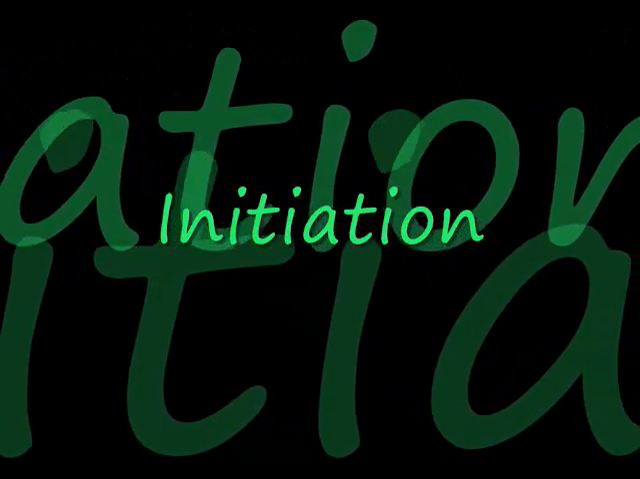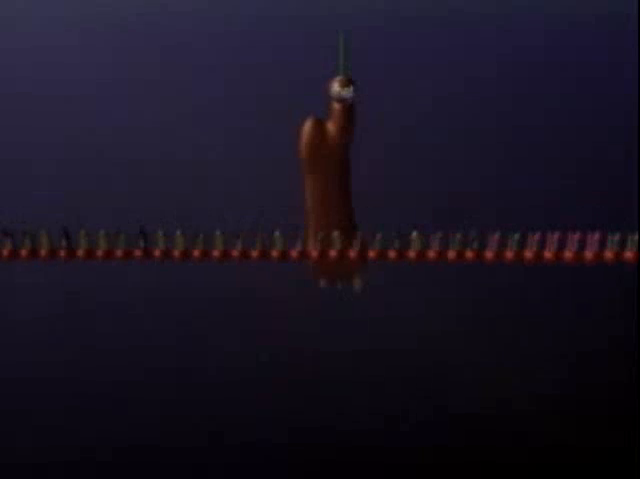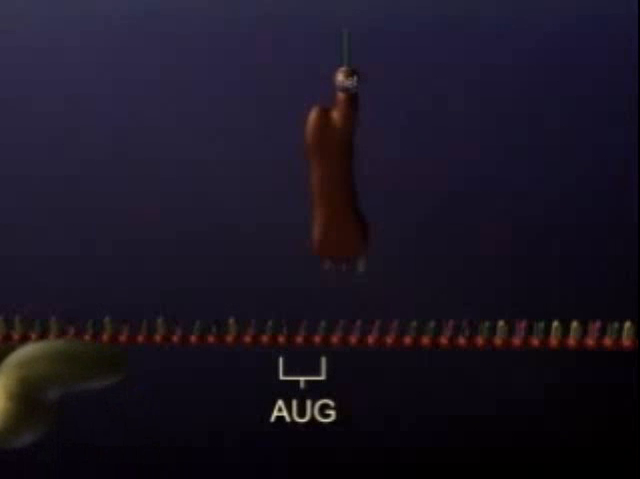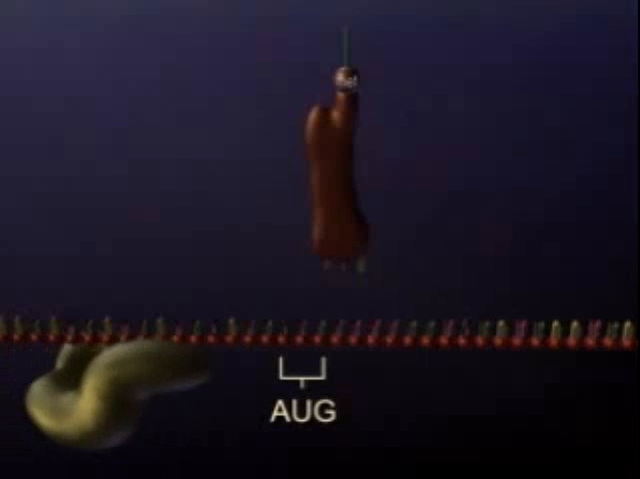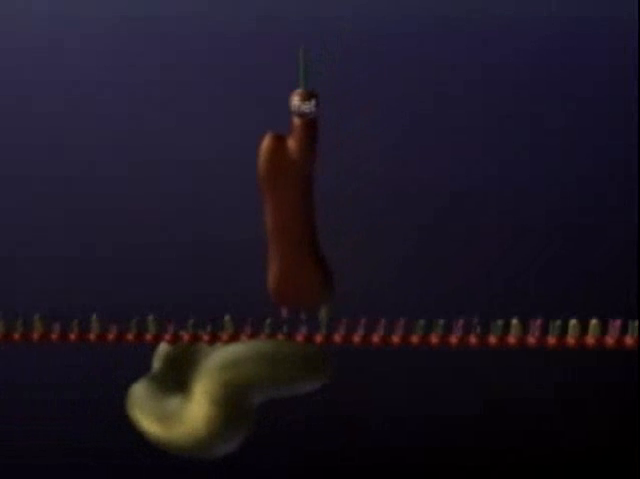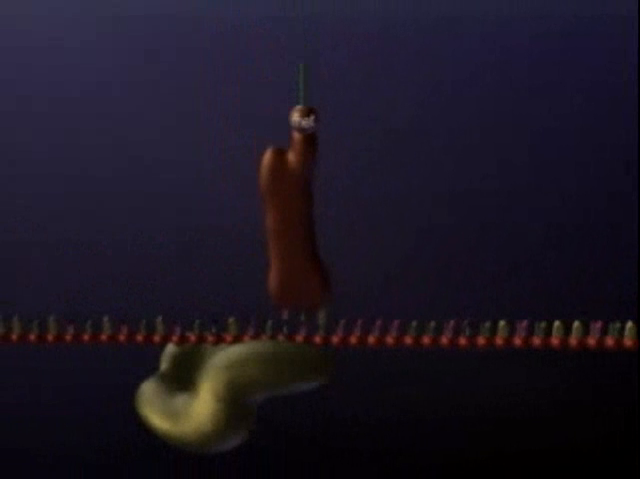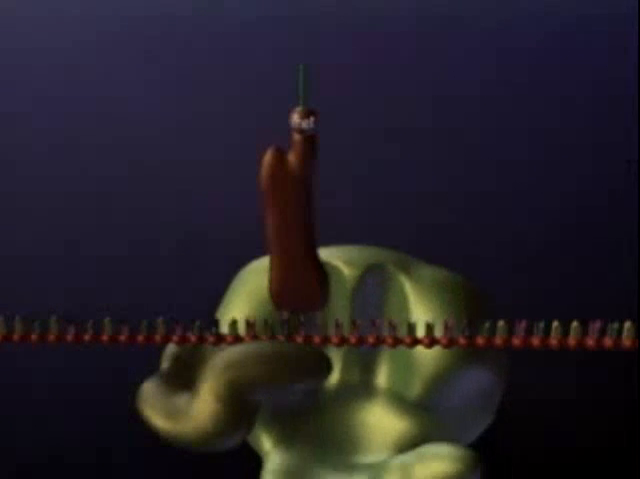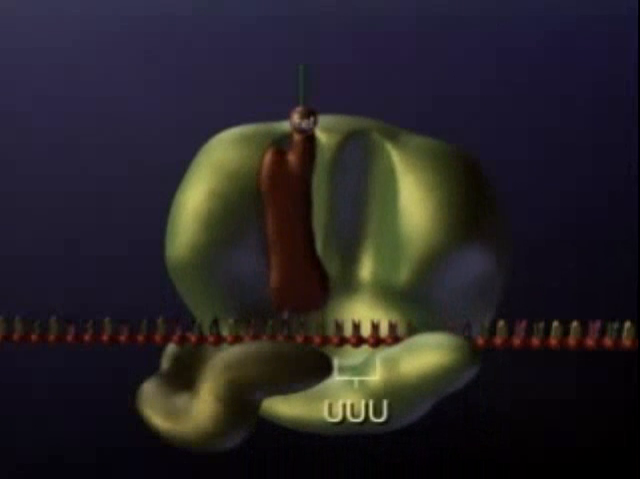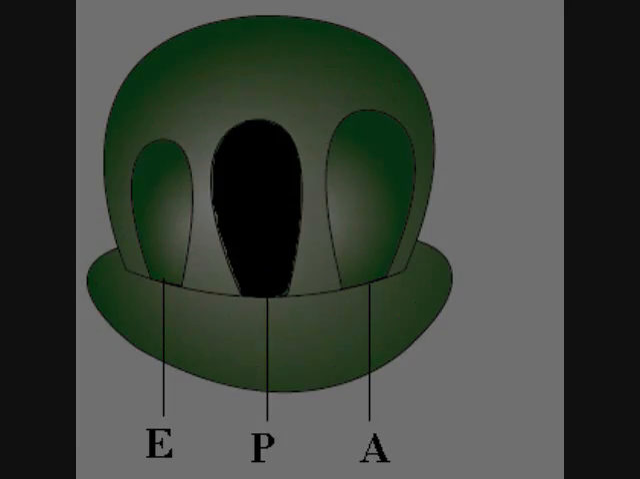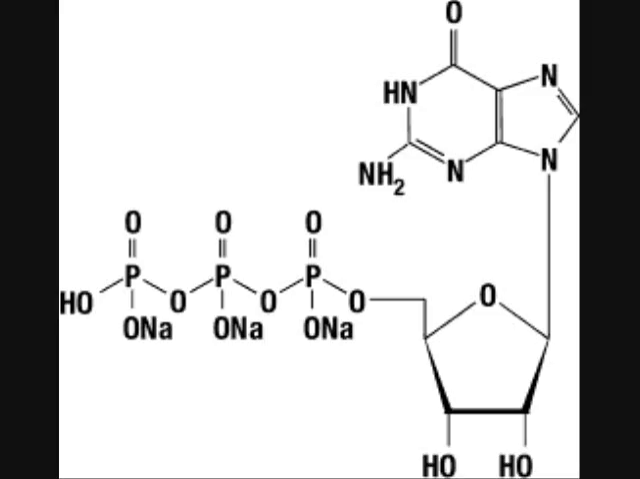Initiation is the first step in translation. The small ribosomal subunit binds to the mRNA molecule. The initiator tRNA, with the anticodon UAC and the amino acid methionine, base pairs with the start codon AUG. The large ribosomal subunit binds to the smaller subunit, completing the complex. The initiator tRNA is in the P site. The energy here is provided by GTP.